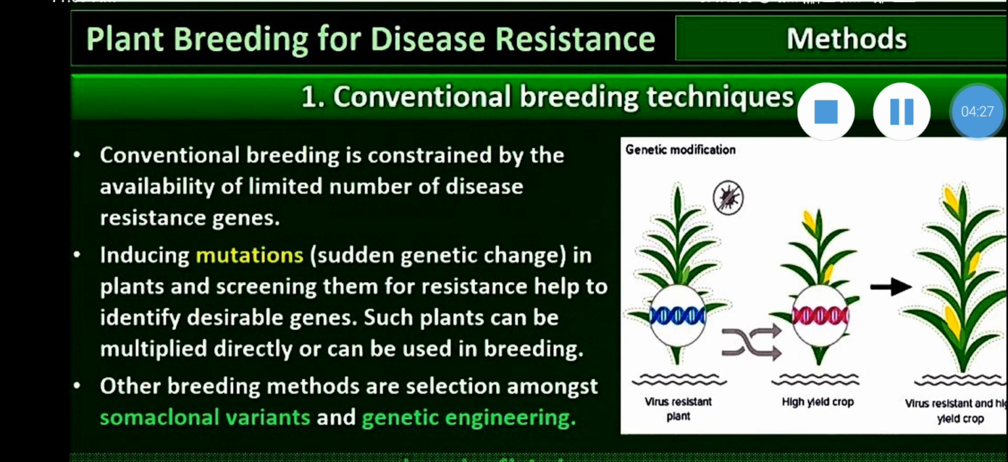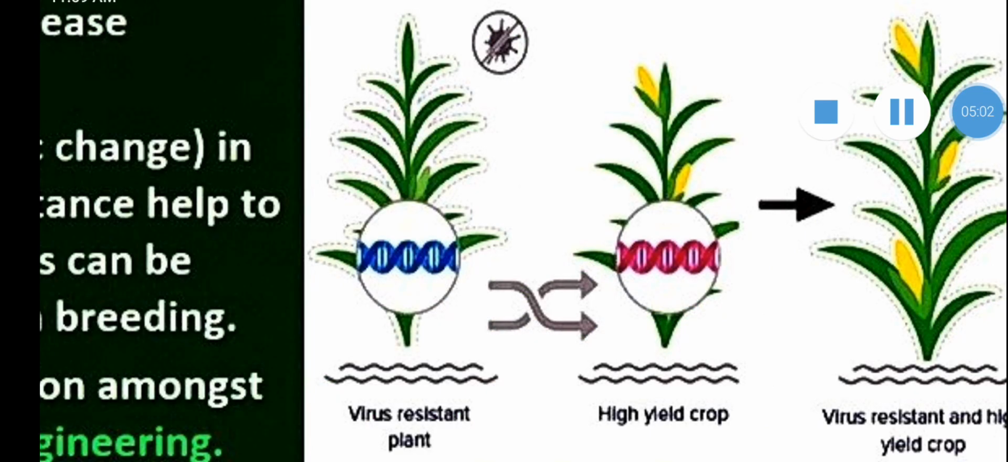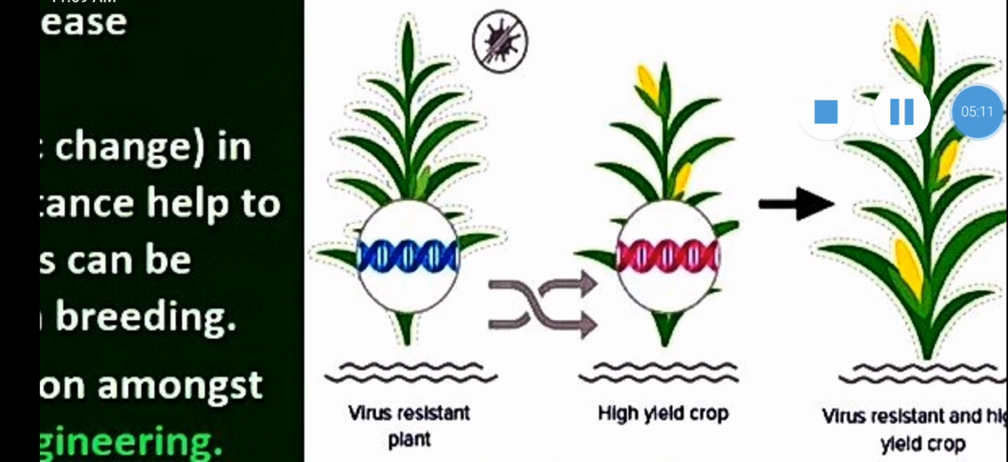Plant breeding for disease resistance. Conventional breeding techniques include mutations, sudden genetic change in plants, and screening them for resistance, which helps to identify desirable genes. Such plants can be multiplied directly or can be used in breeding. Other breeding methods are selection among somaclonal variants and genetic engineering. So here in the picture you can see a virus resistant plant is formed, which is giving a high yield crop. This is virus resistant and high yield crop. So both the varieties are combined and giving rise to one plant. So one character is virus resistance and the second is high yielding. Here in this third plant you can see the characters of both these plants are combined together.